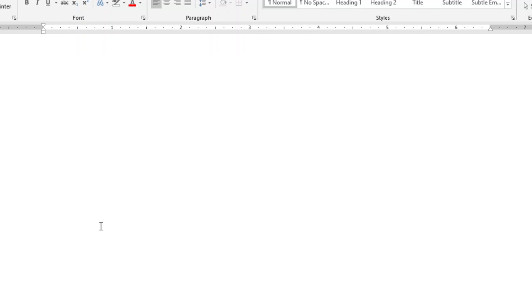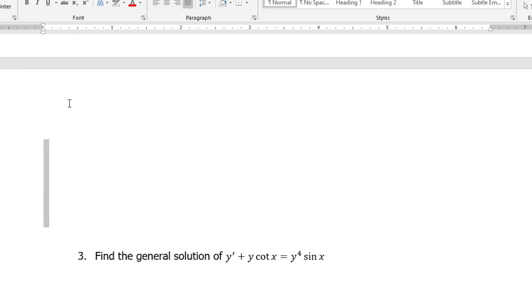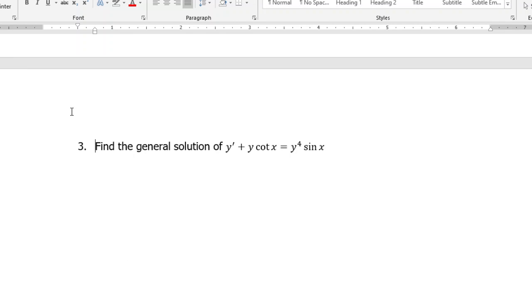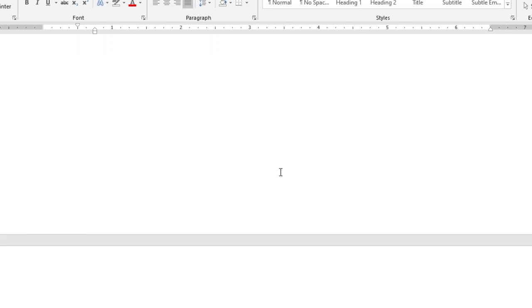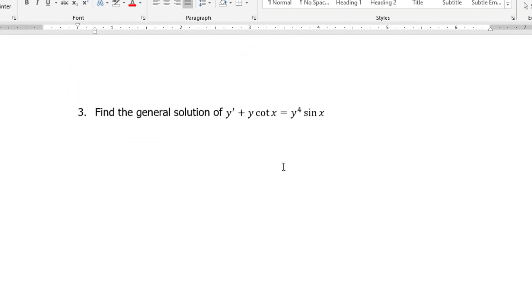So after no, punta tayo sa example number 3. Which is meron tayong tinatawag na trigo function.